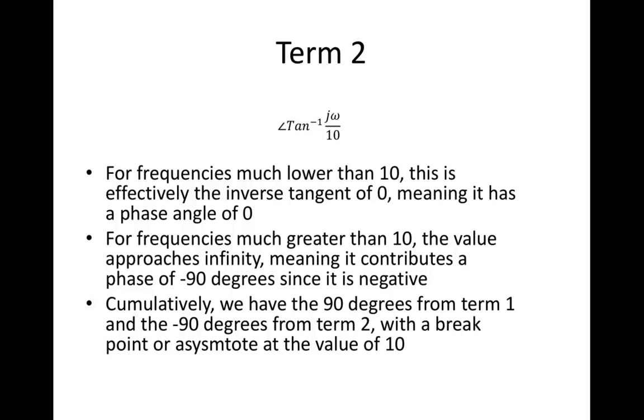And so as we approach infinity, we would have the inverse tangent of infinity as omega gets much larger than 10. When omega gets much larger than 10, we basically have a phase angle here of 90 degrees. And since this was in the denominator, when it comes up to the numerator it's going to be negative 90 degrees. So from term 1, we started at low frequencies with a phase angle of 90 degrees. We subtracted 90 degrees because of that first term in the denominator, which puts us at 0 degrees, and that break point, or that asymptote, is going to occur at a value of 10.